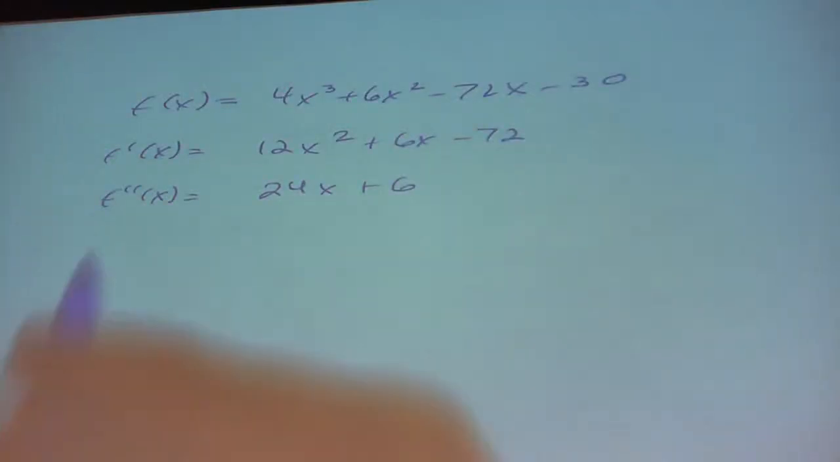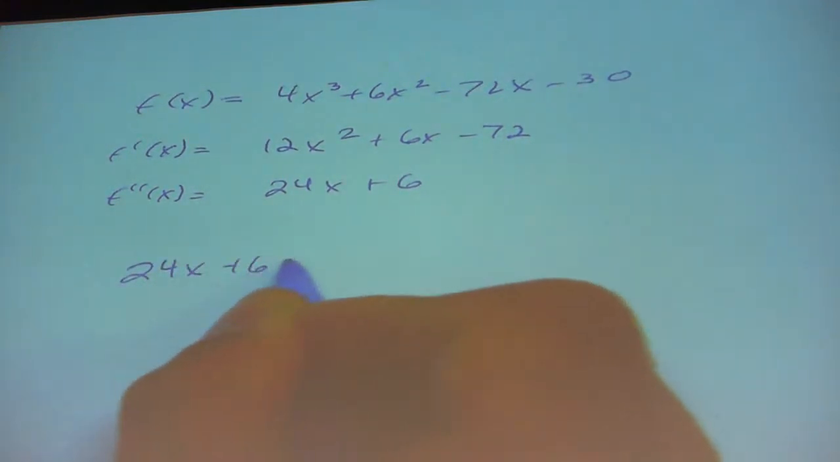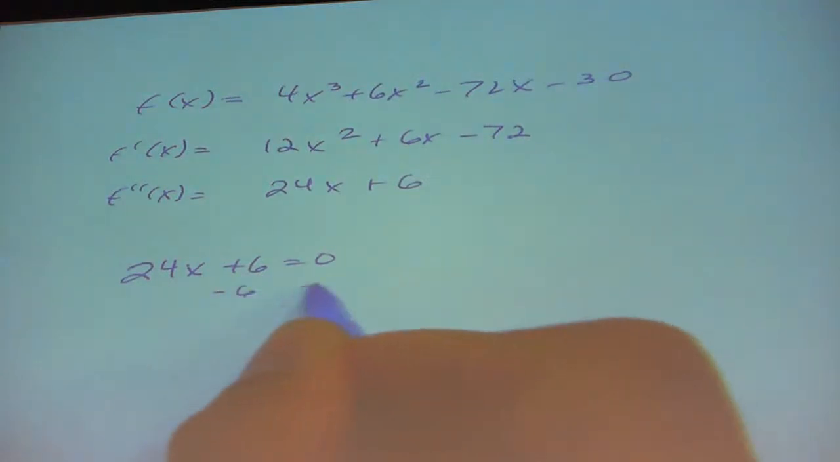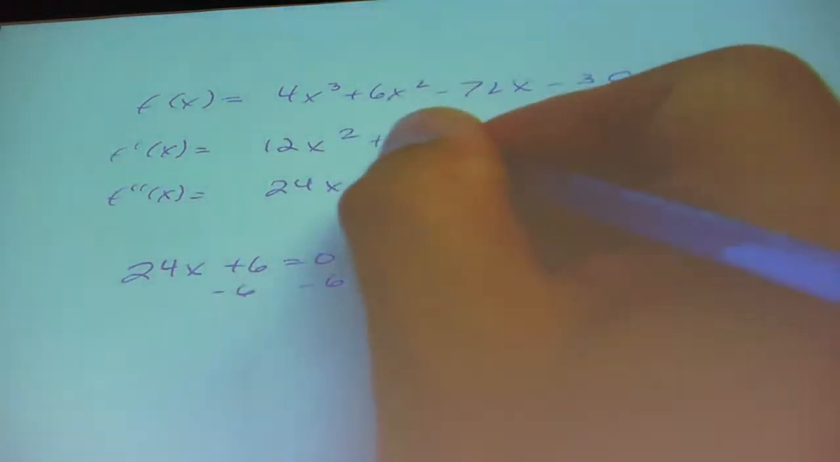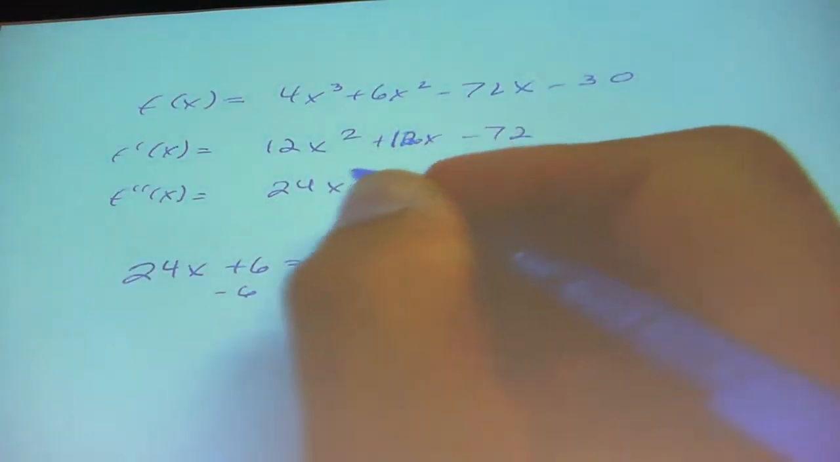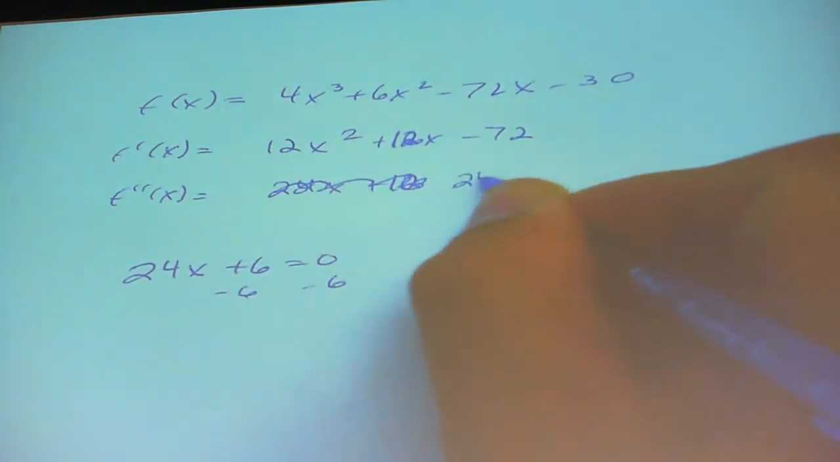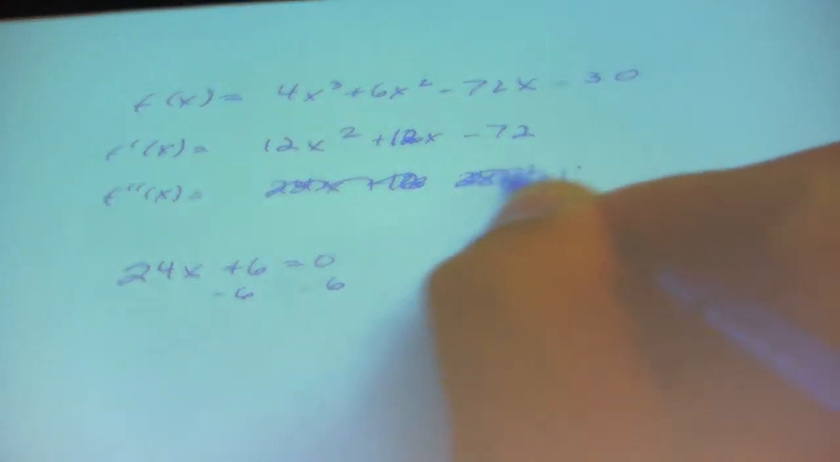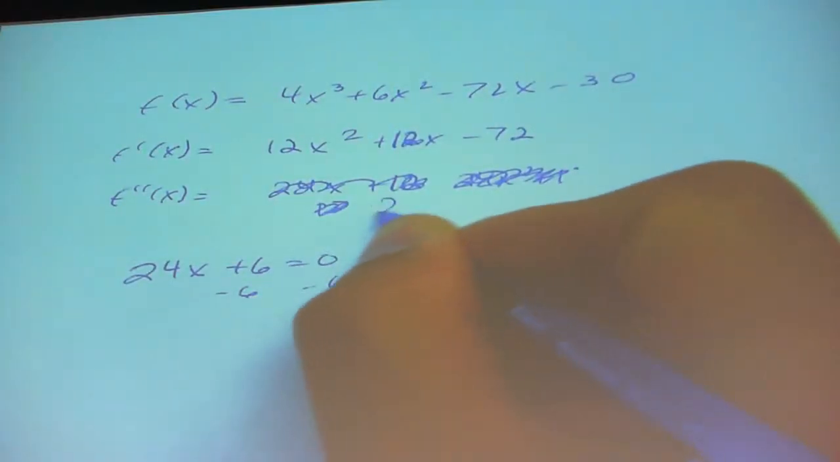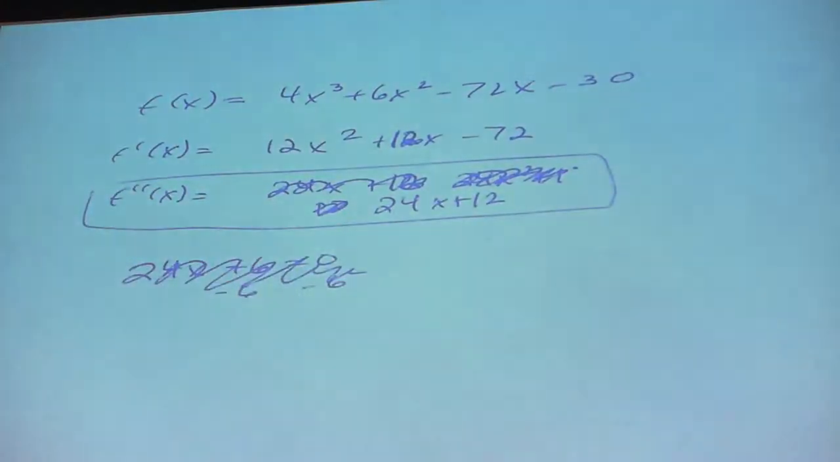Okay? So for that, we're going to first find the inflection point. How do we do that? We take the second derivative, set equal to 0, and solve. Oops, sorry, that's 12x. The first derivative is 12x squared plus 12x minus 72. And then our second derivative would be 24x plus 12. Sorry about that. Okay, so double check your derivatives. So the second derivative is 24x plus 12.